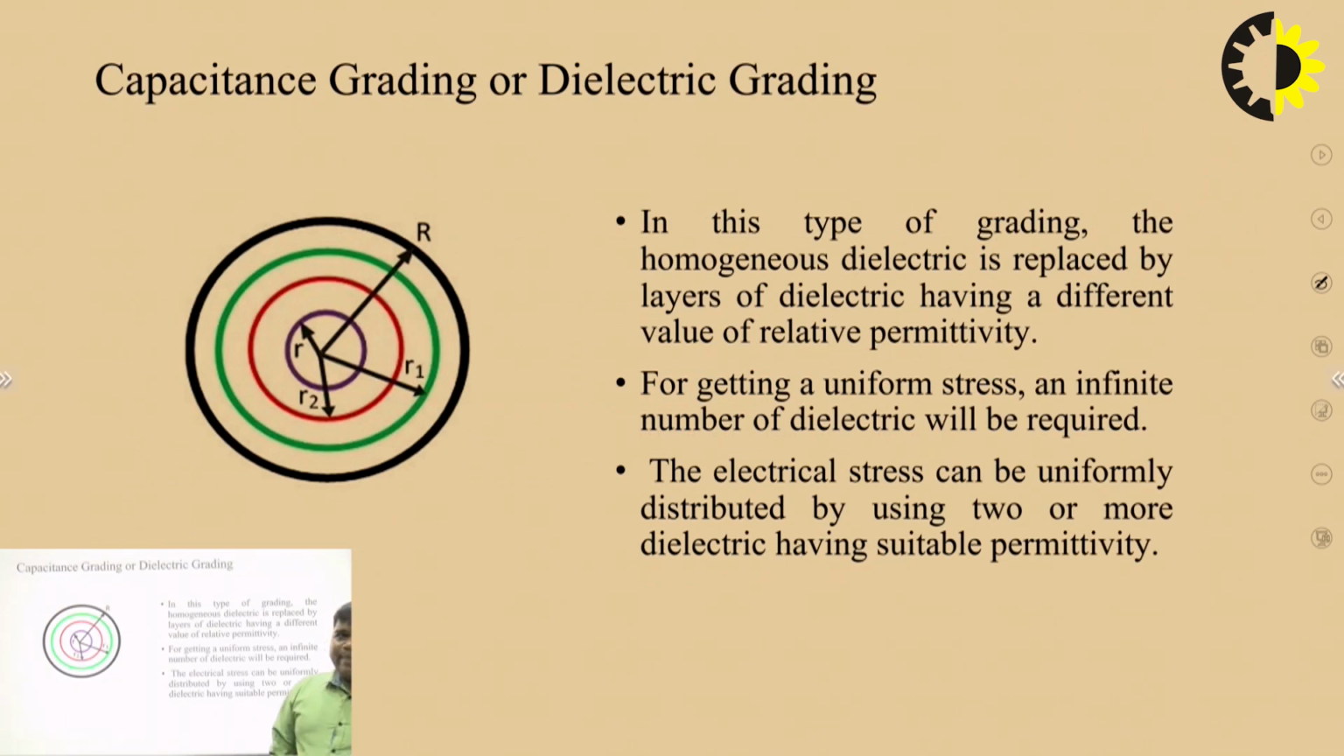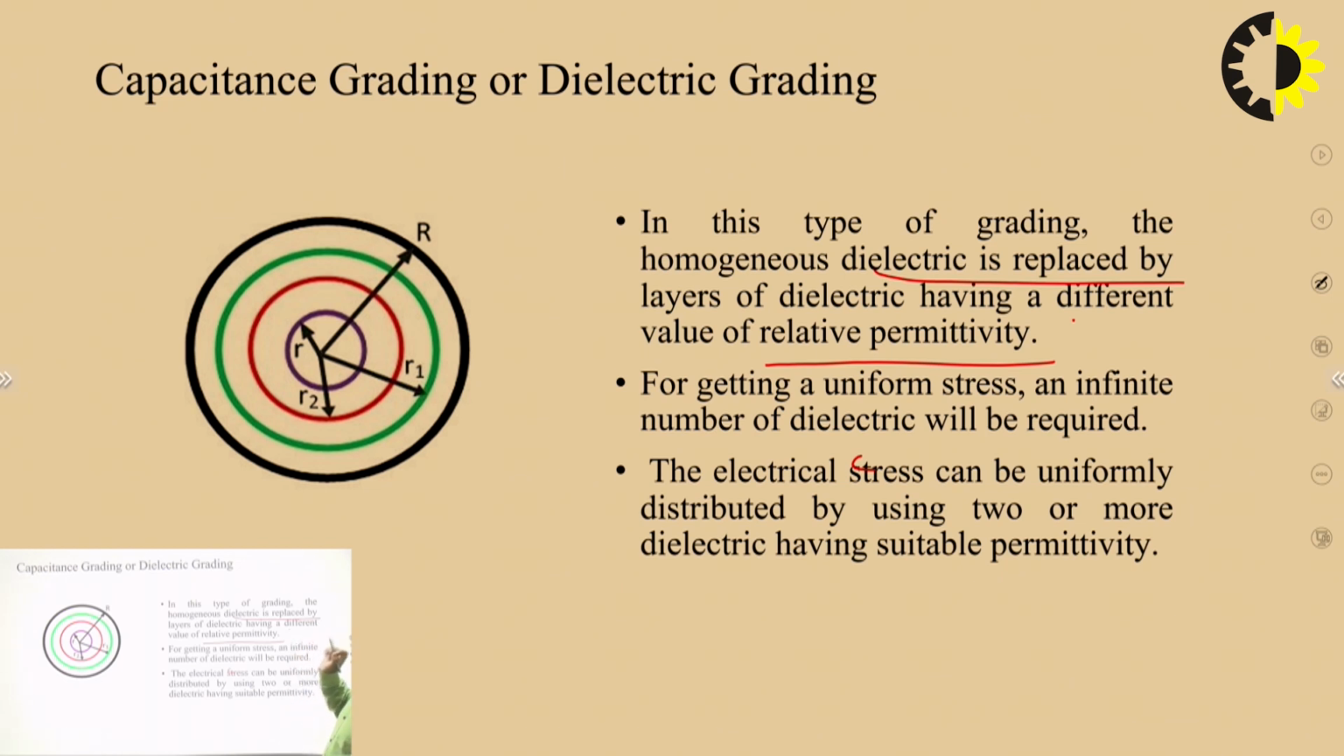The other thing is capacitance grading or dielectric grading. In the very first slide, I told a few important parameters to consider for electric power cables. In this case, capacitance grading or dielectric grading is seen. In this type of grading, the homogeneous dielectric is replaced by layers of dielectric having different values of relative permittivity. I will once again repeat this.